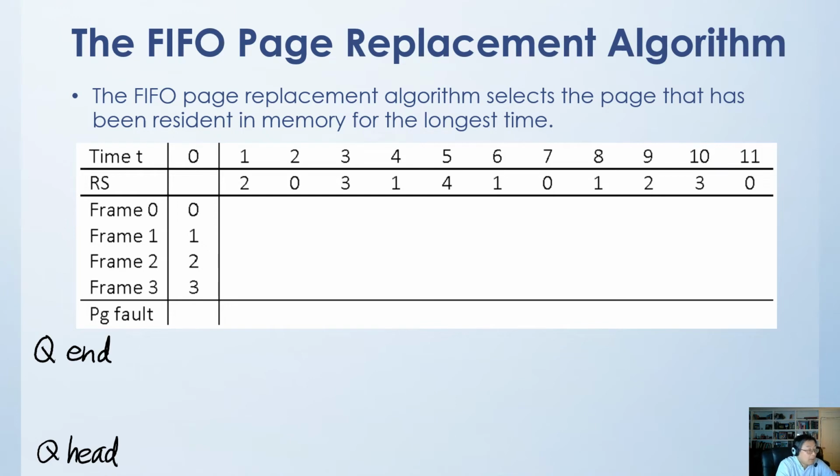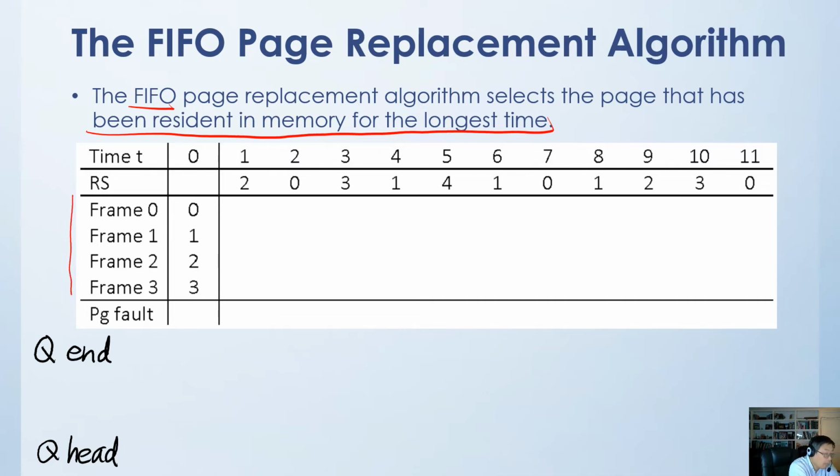Okay, now let's talk about another page replacement algorithm. That's FIFO. We already know FIFO basically means first in, first out, right? The FIFO page replacement algorithm selects the page that has been resident in memory for the longest time. Let's see, again we use the same example.